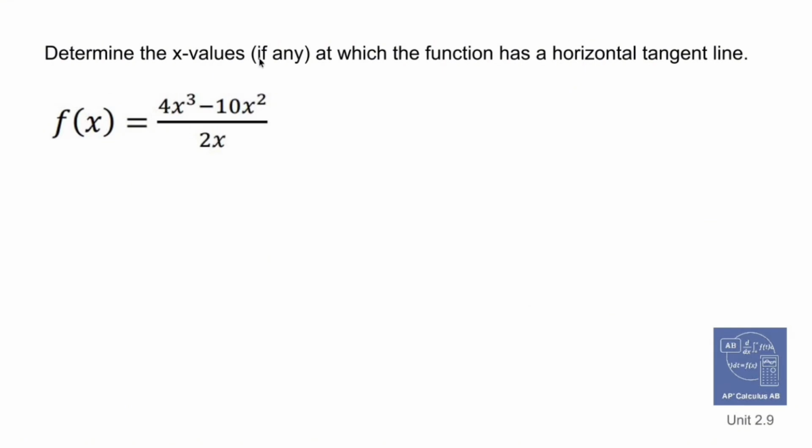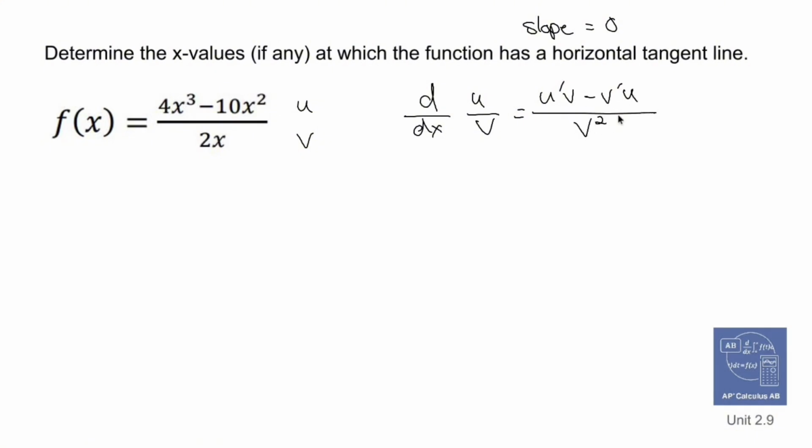Determine the x values, if any, at which the function has a horizontal tangent line. Now, a horizontal tangent line means slope is going to equal 0. So what I have to do is find the slope of the tangent line, which means derivative, and then set it equal to 0. Well, this, boys and girls, is quotient rule. So I'll label u and v, and the quotient rule says that if I take the derivative of u over v, I get u prime v minus v prime u all over v squared.